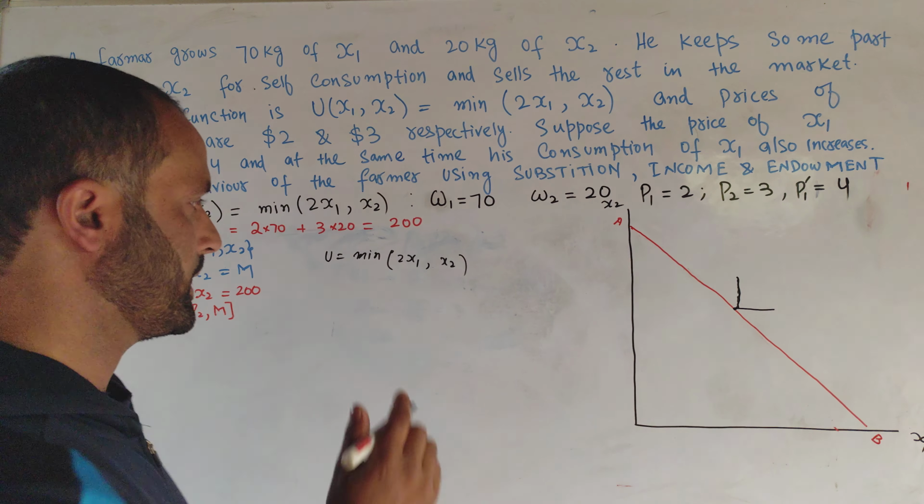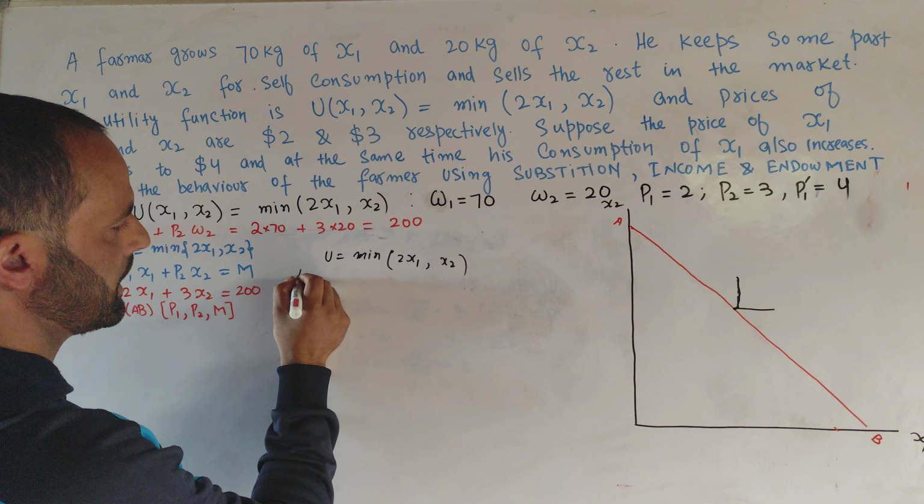Okay, so what we do in the case of perfect complements is we equate whatever is in the bracket. So we equate for optimality: 2x1 is equal to x2. Then we plug the value of x2 equal to 2x1 into the budget constraint. Okay, so if I put it into the budget constraint, what will I get?